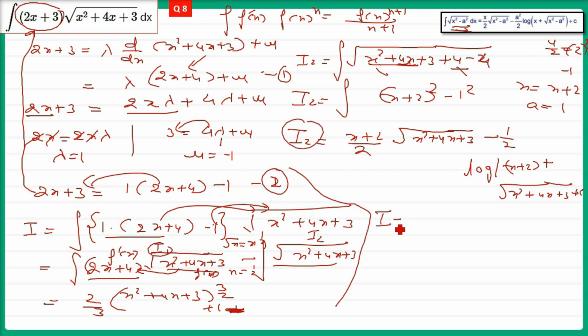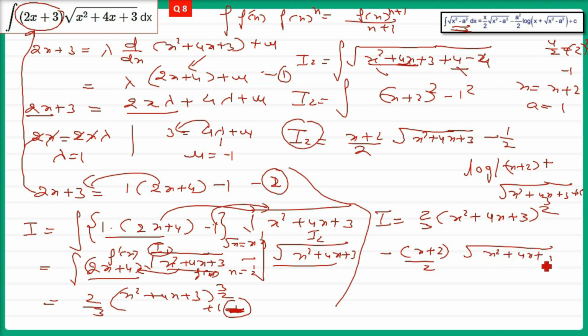So I will be equal to I1 plus I2, which is, first one is 2 by 3 x square plus 4x plus 3 to the power 3 by 2. And since it is negative, because we are dealing with negative here, the sign is going to change. So minus x plus 2 divided by 2 under root of x square plus 4x plus 3. And then we have the third term, minus minus will become plus, of course. So it will be plus log modulus of x plus 2 plus under root x square plus 4x plus 3. And this is a constant of integration.